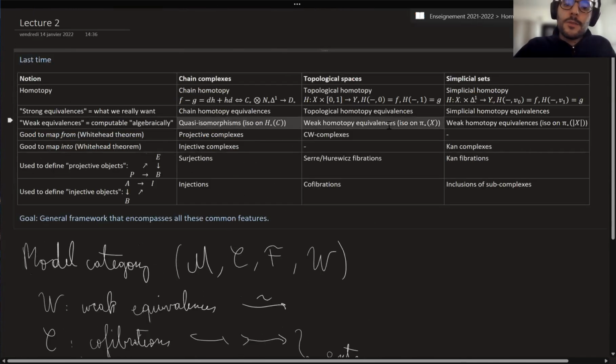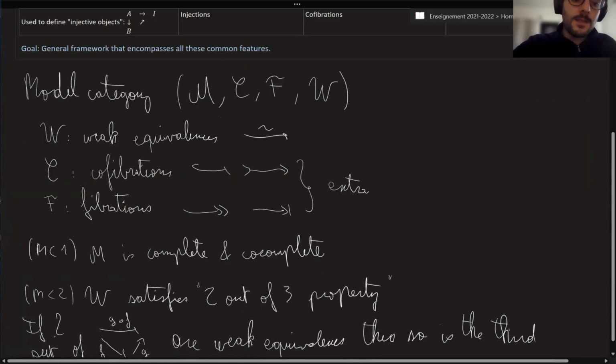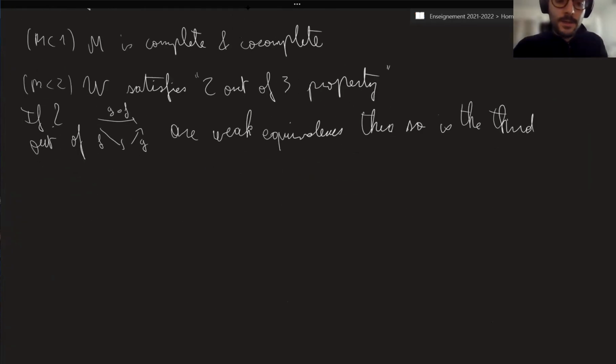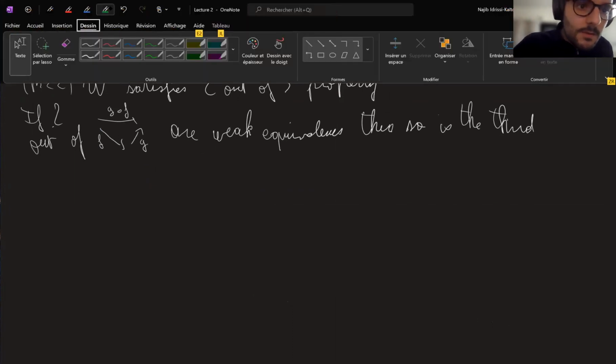Why? You can see it in all these examples. Very often, weak equivalences are defined as something which are sent to isomorphisms in some category. So here you have a functor homology, and something is a quasi-isomorphism if it is an isomorphism when you apply this functor. And something defined like that always satisfies 2 out of 3.